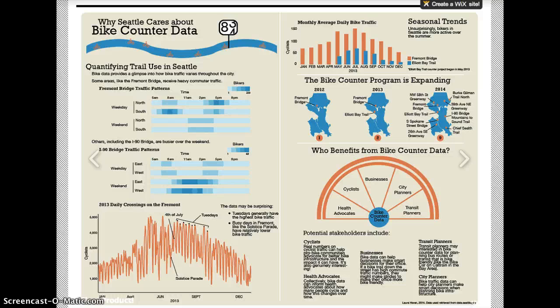So as I briefly mentioned, that gradient of blue tints is used as an encoding measure here in my heat maps. Orange and blue are used here in this graph to demonstrate the difference between the Fremont Bridge data and the Elliott Bay Trail, so they represent the different trails.